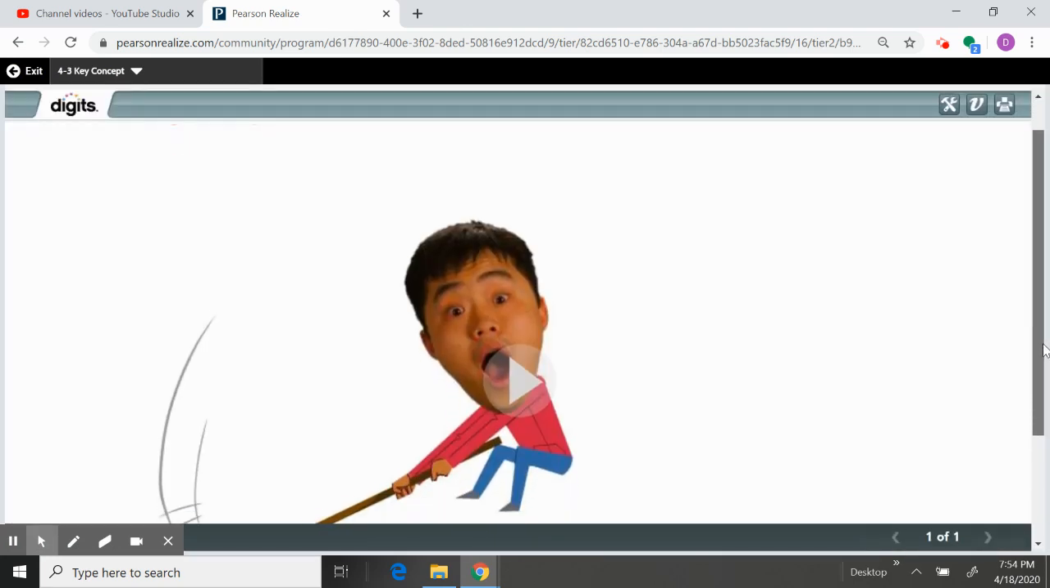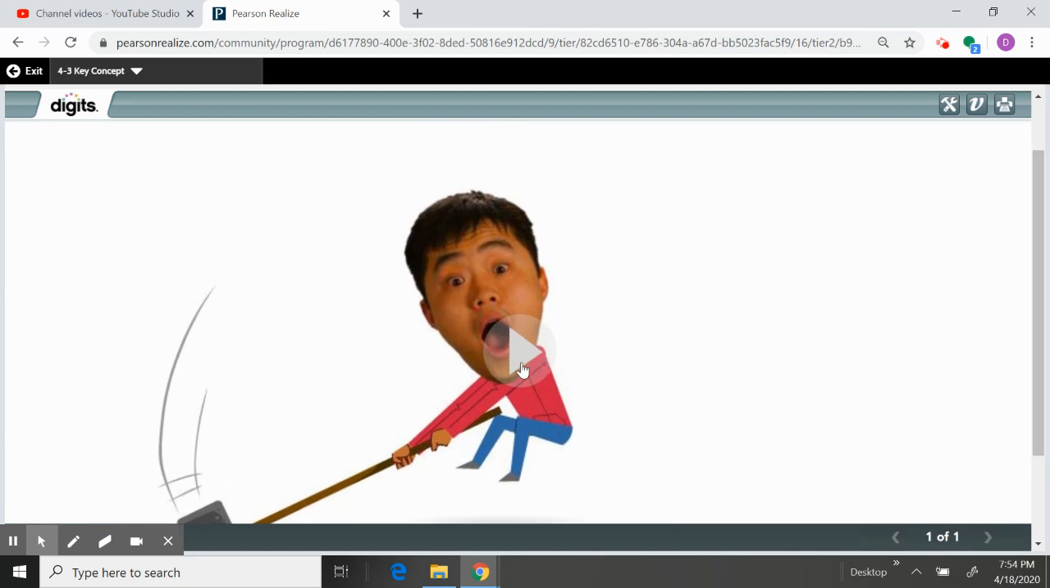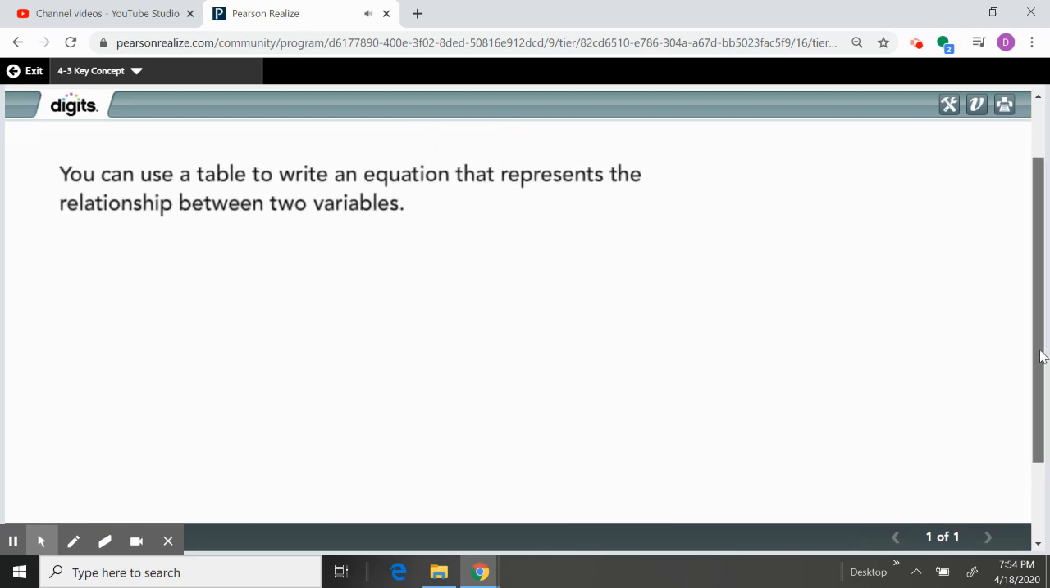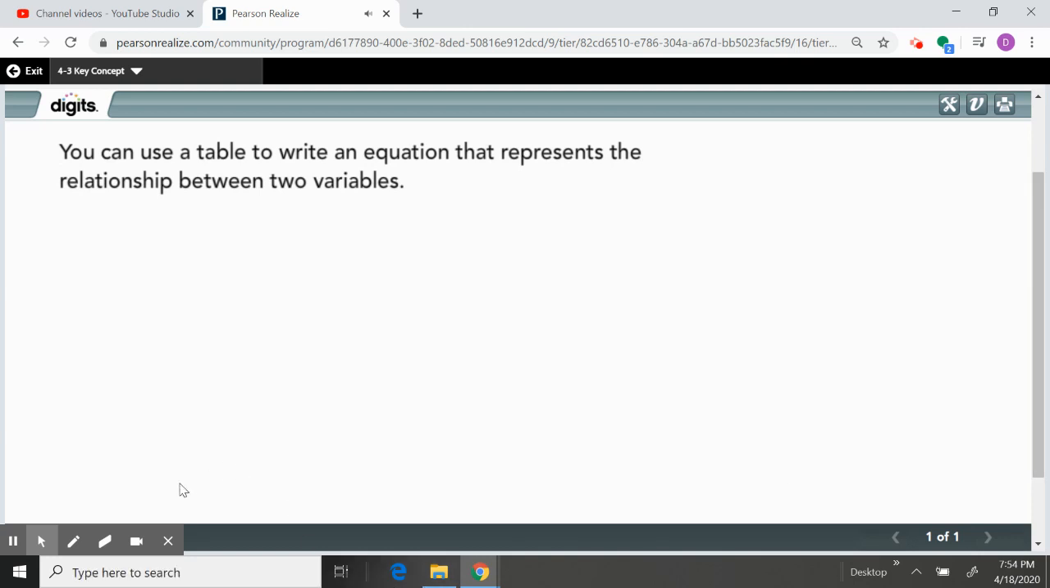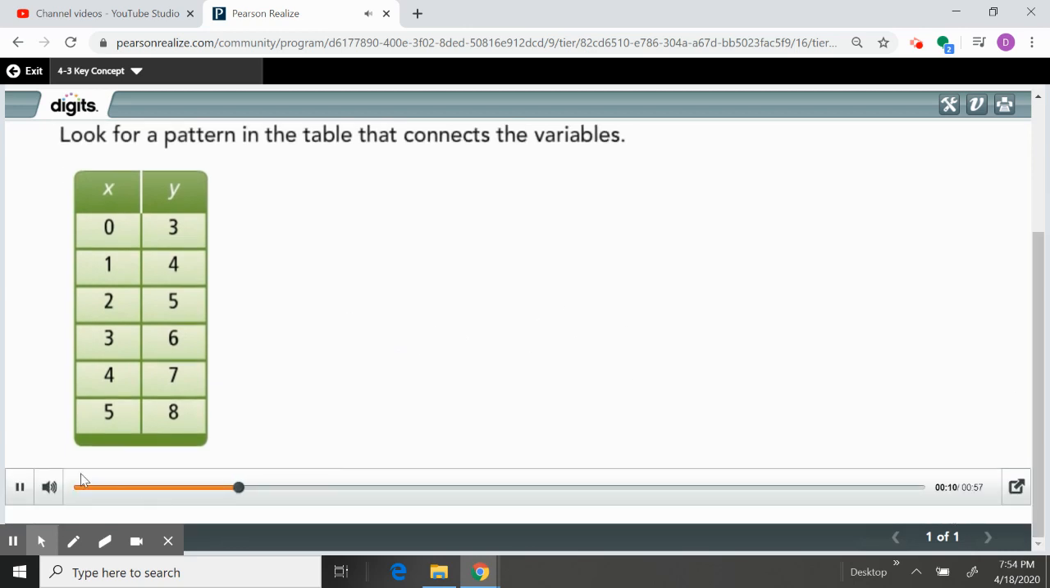Okay, so funny little picture there. Looks like a guy with a hammer, although he's not in the video, but still the video is helpful. You can use a table to write an equation that represents the relationship between two variables. Look for a pattern in the table that connects the variables.